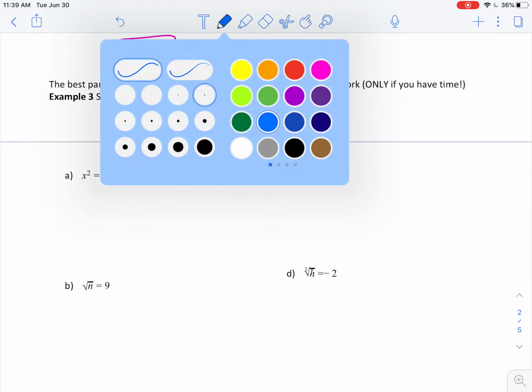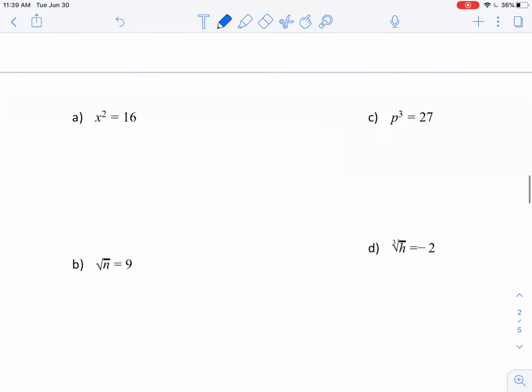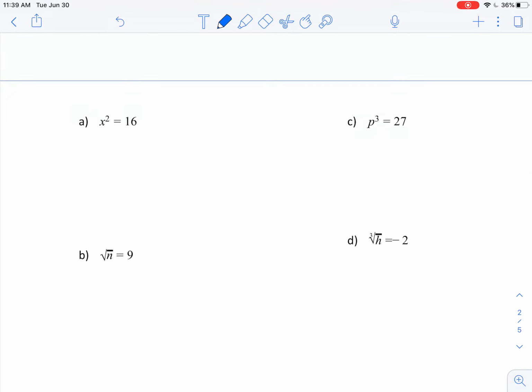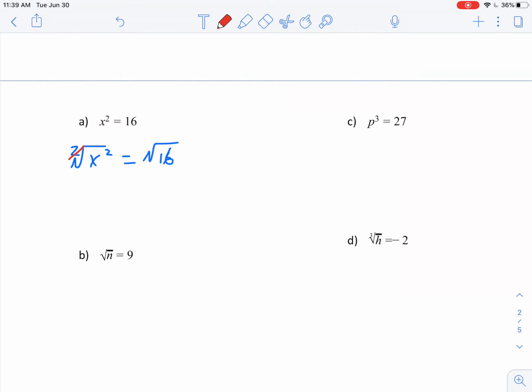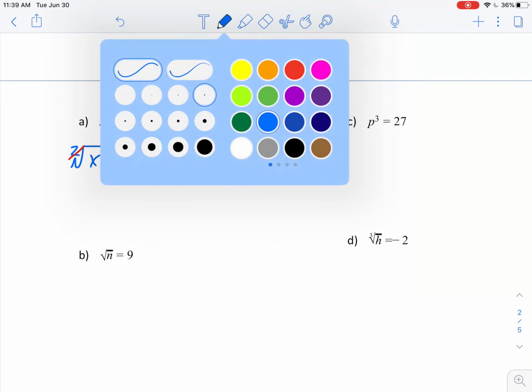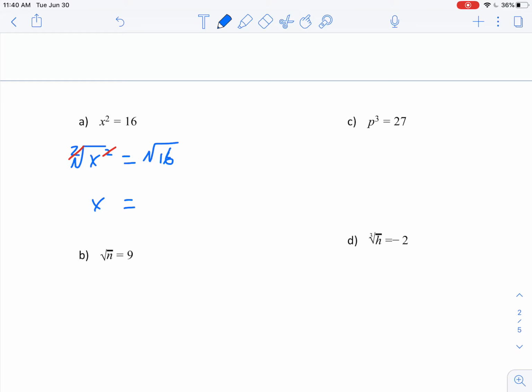So if I quickly solve for x squared, how do I get x by itself? Well, I need to take the square root of x squared is equal to the square root of 16, right? I need to do what I do to one side, I do to the other. So the square root and square cancel, so I'm left with x, and then what is the square root of 16? It is 4.